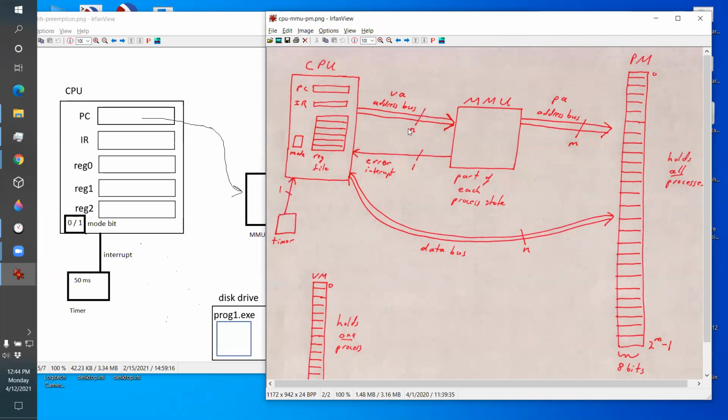So this would be N. In a 64-bit computer, this would be 64. In a 32-bit CPU, this one would be 32, because the program counter would be 32 bits, and the program counter puts out addresses that would be 32.